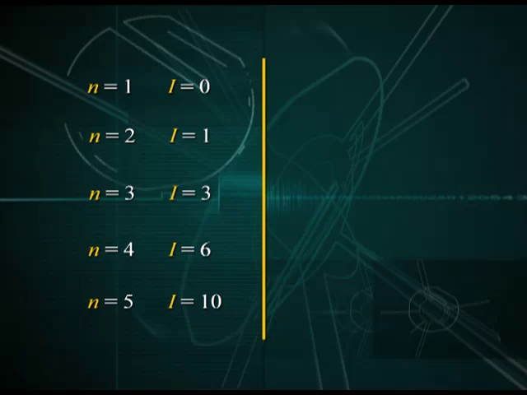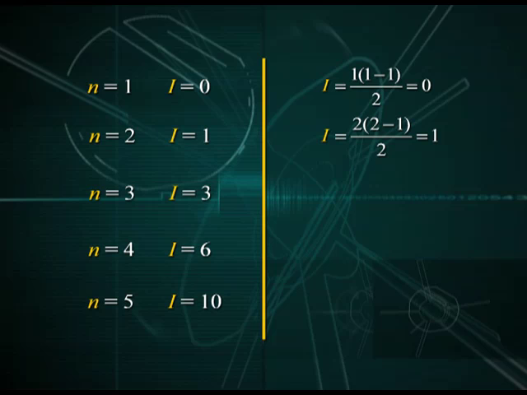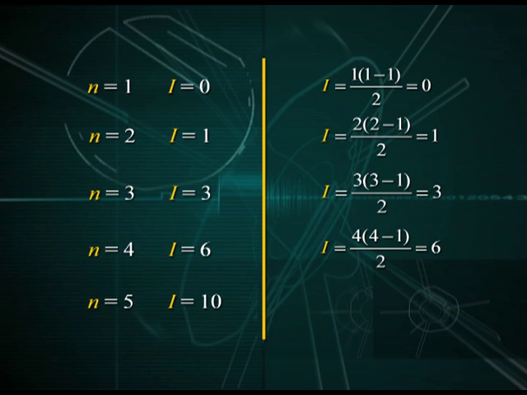Do you observe any pattern in this? Let us see once again. If we find I in such a manner, suppose for 1, 1 into (1 minus 1) by 2, we get 0. For 2, 2 into (2 minus 1) by 2, we get 1. For 3, 3 into (3 minus 1) by 2, we get 3. For 4, 4 into (4 minus 1) by 2, we get 6. For 5, 5 into (5 minus 1) by 2, gives you 10.